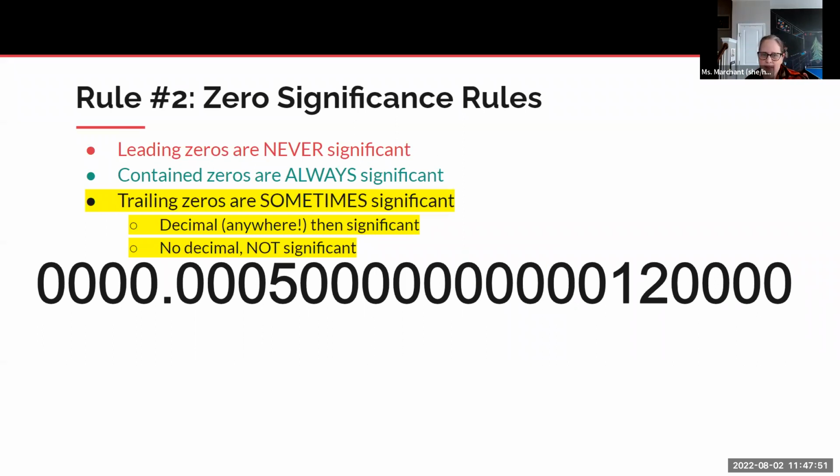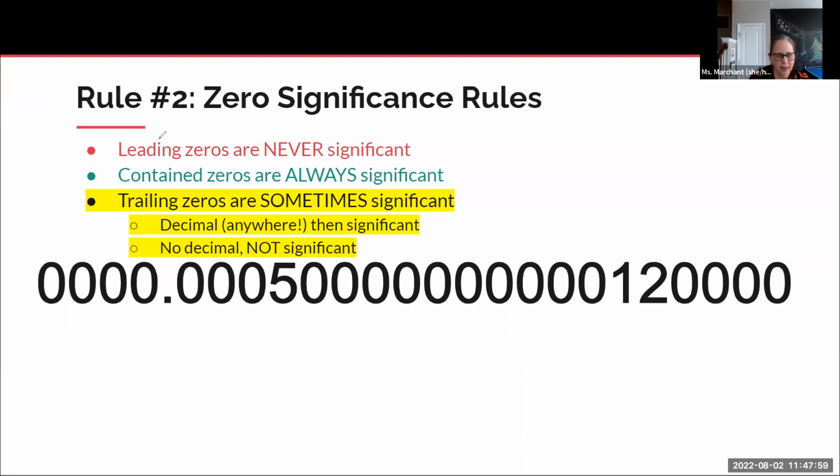Rule number 2, zeros have lots of different rules depending on where they are. Leading zeros, so when you think leading, think left. Leading zeros are on the left of the first non-zero. So if I read from left to right, I have a 5 here as my first non-zero number. So I'm going to underline the 5 because that guy is significant. Non-zeros are always significant. And then all the zeros to the left of that 5 are called leading. Leading are never significant, so they're not going to get any underlines there.